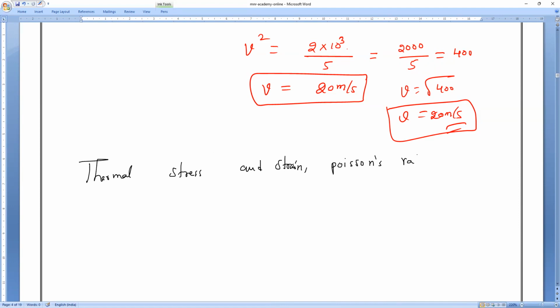Poisson's ratio. This is also a very important concept for JEE as well as NEET. So you can focus on it and learn it. It's also a very important and very interesting topic. Now let us see that.